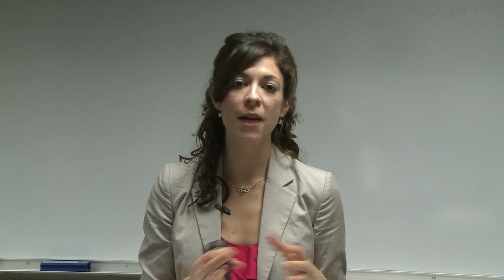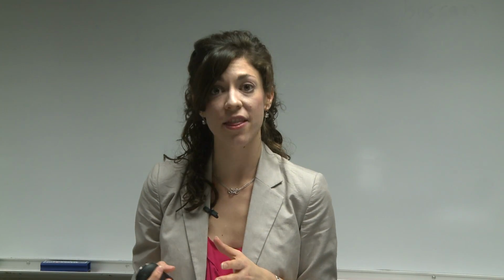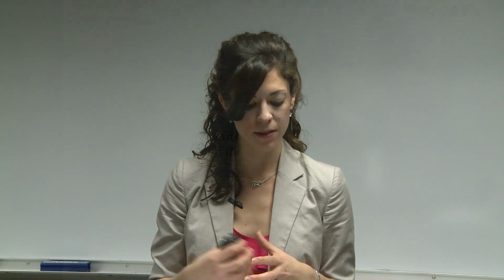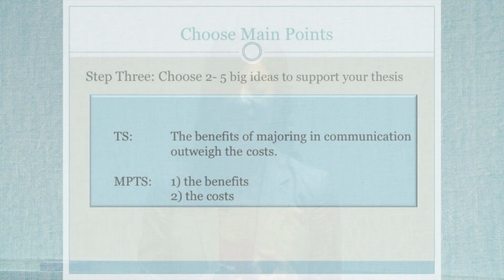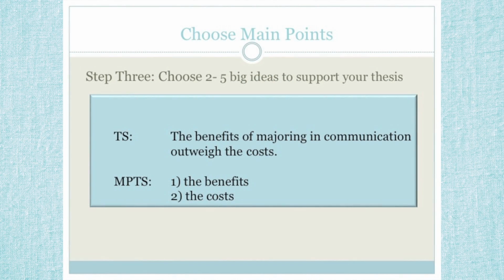Now that we have some excellent thesis statements prepared to communicate to our audience that direct statement about what this speech is about, now it's time to think about some of the smaller topics or the main points that you will use to support that thesis statement. So for instance, if my thesis statement reads, "The benefits of majoring in communication outweigh the costs," what could my potential main points be? From that sentence, I see two main points. I'm going to talk about the benefits, and then I'll talk about the costs secondly.